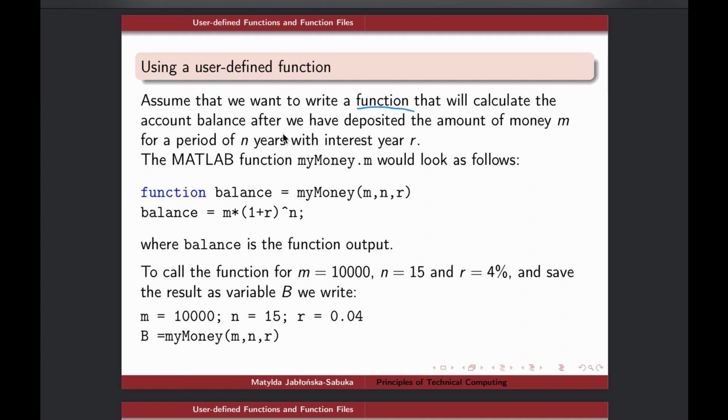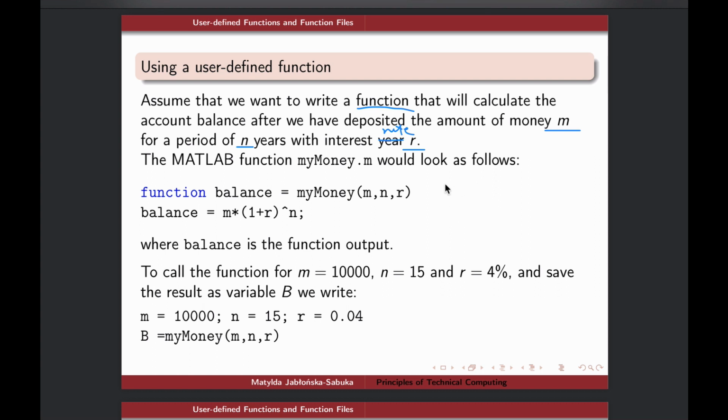So in this first example, let's assume that we want to write a function that will calculate the account balance after we've deposited the amount of money M for a period of n years and with interest rate R. So this should look familiar when it comes to the previous exercises we've been doing.